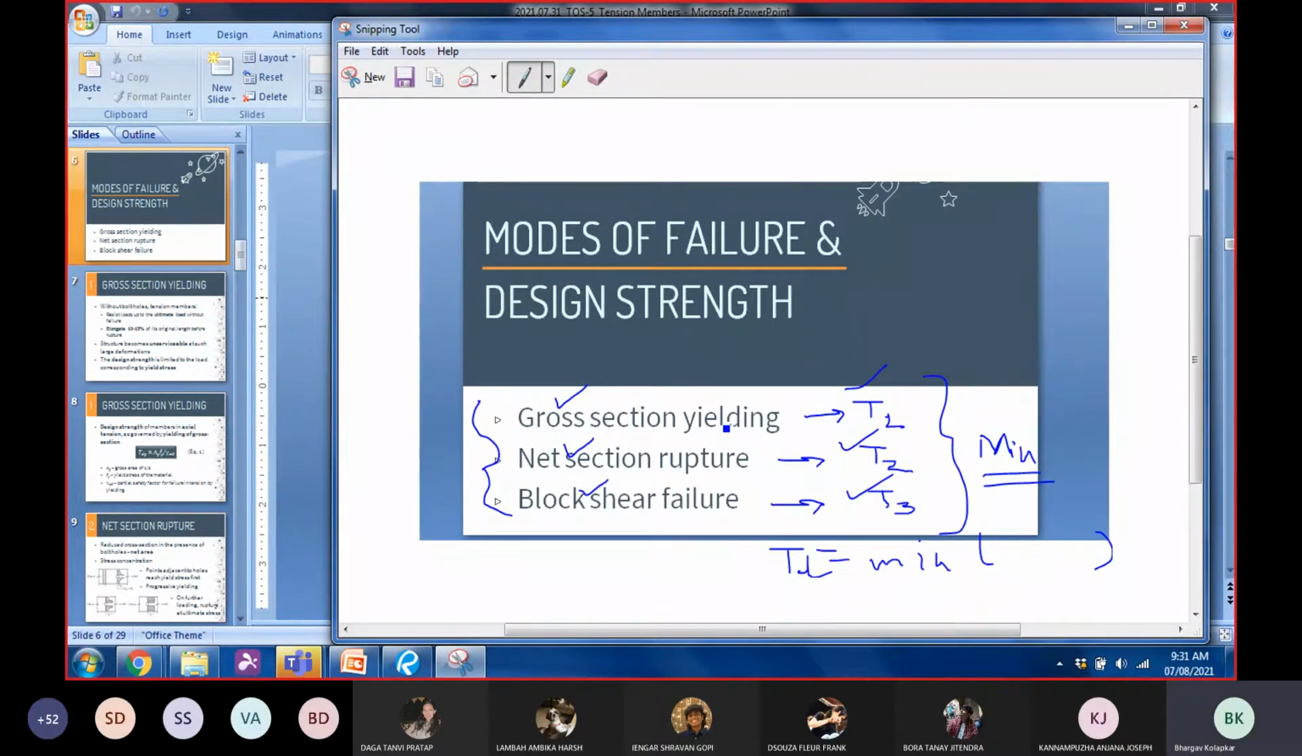Okay, let me repeat it. The maximum force that we can apply on this member is the minimum force at which one of the failures occurs.